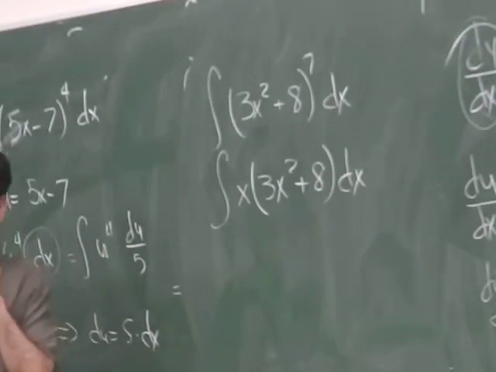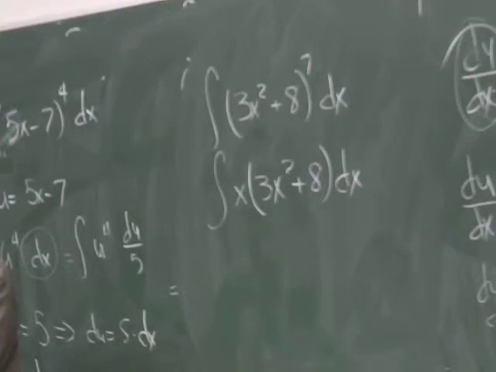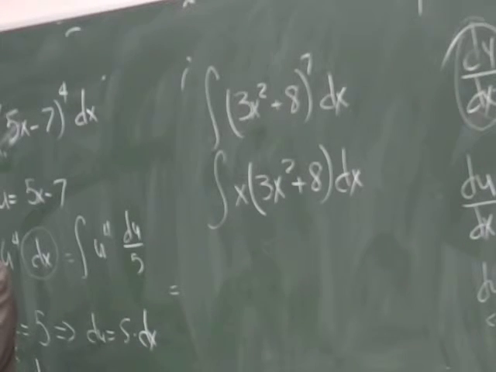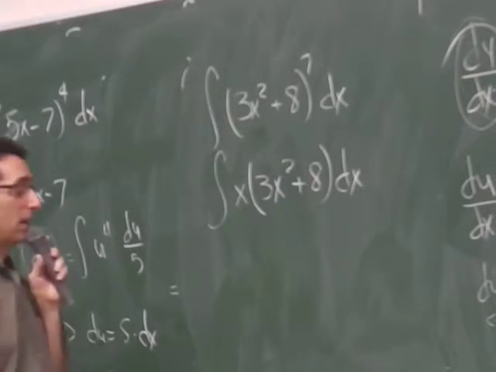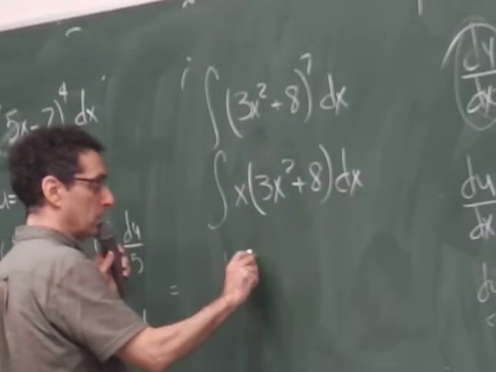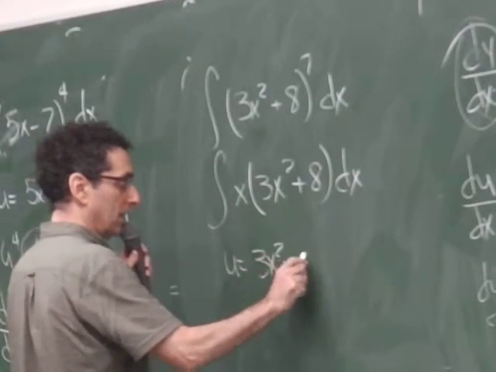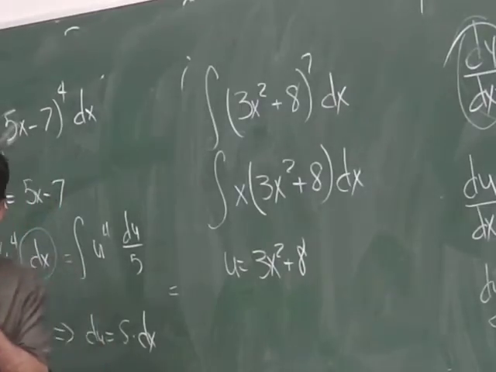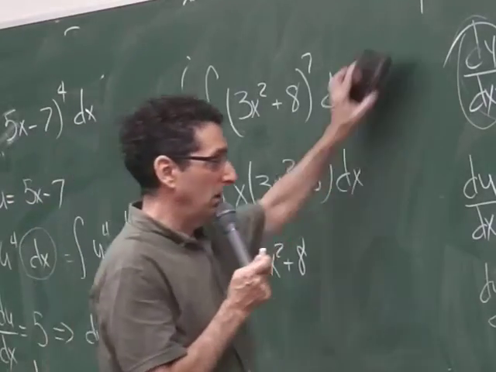I think something will work in this case. Okay, this is just a different problem. I think this one I know the answer to. I know what substitution to make. Of course you don't know which one, but I think this will work: u equals 3x squared plus 8. So let's check it and see if that works.